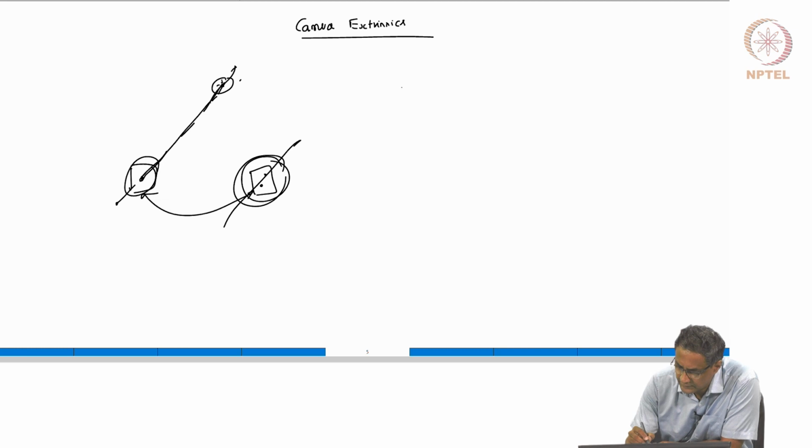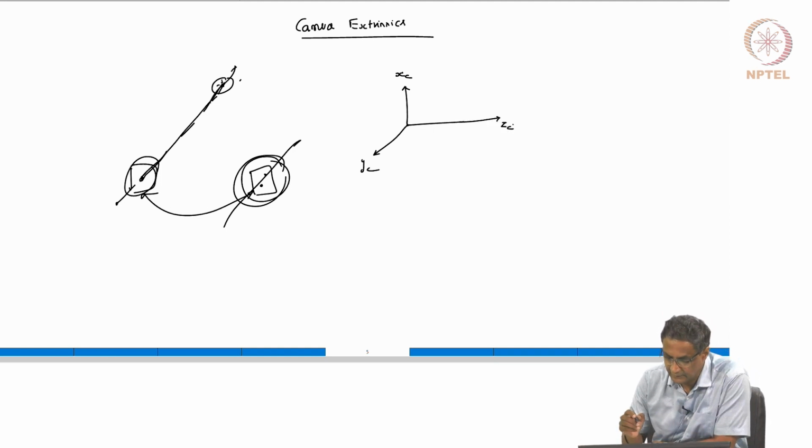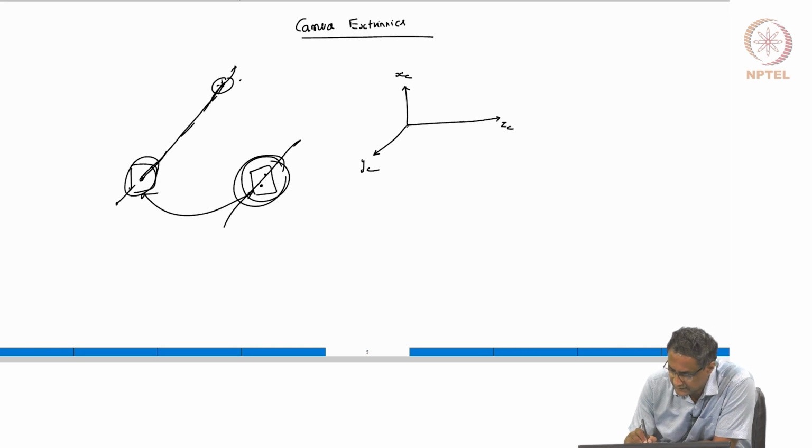To go to the extrinsics, see, until now what we said was I have a coordinate system that is centered at the optical center. So YC, and this is my ZC aligned with the optical axis. So here is my camera center C.